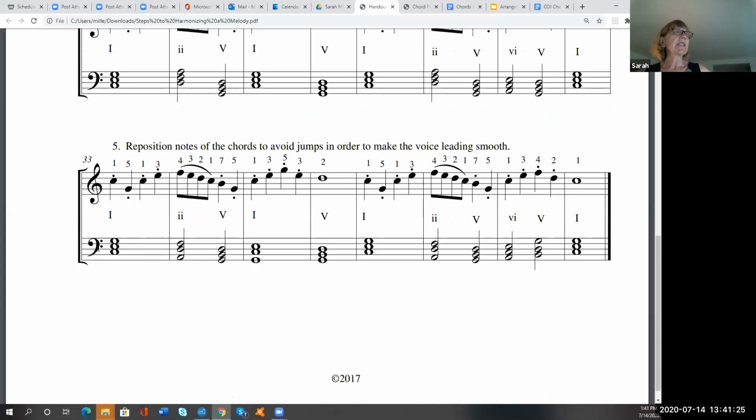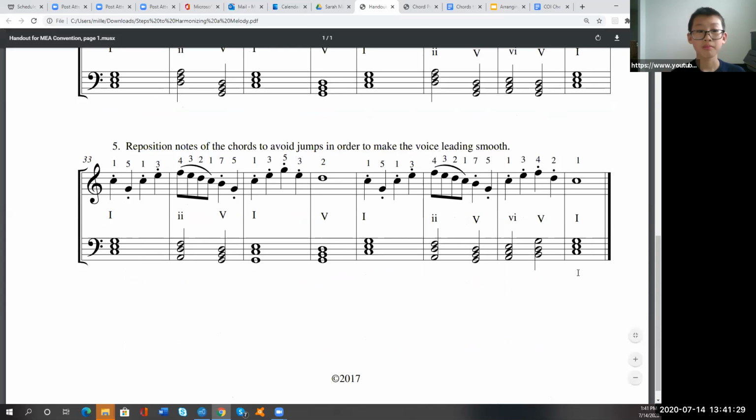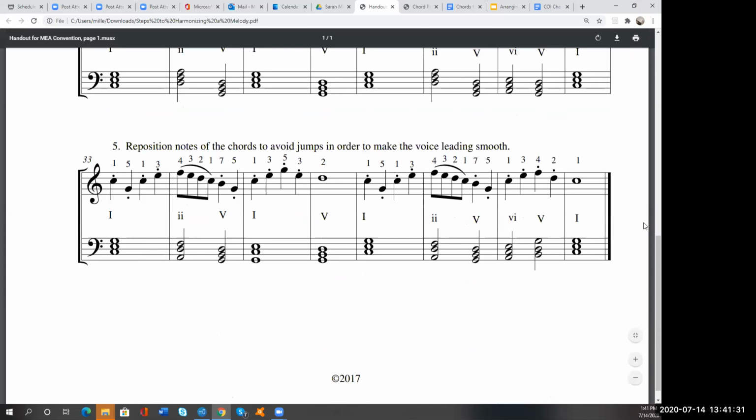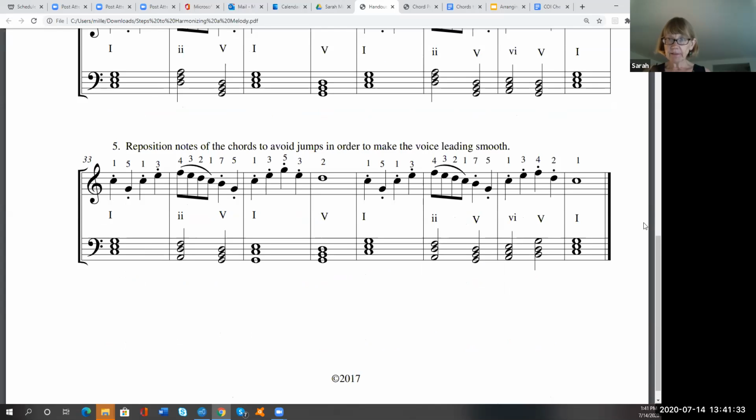Then what I do is I make sure I start and end my phrases on root position chords because they are very, very stable. Does that make sense? But in between, I rewrite the chords so that now there is what we call smooth voice leading.